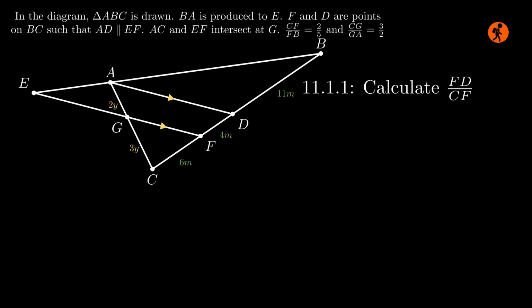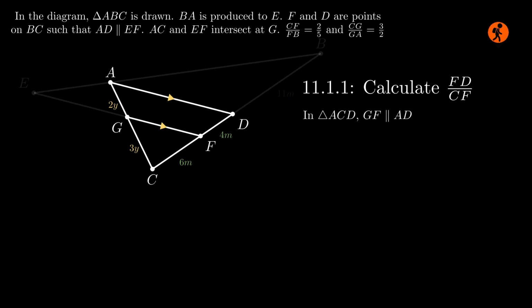Question 11.1.1. Calculate FD over CF. Isolating triangle ACD, we know GF is parallel to AD. By the line parallel to one side of a triangle theorem, FD over CF equals AG over GC. This is 2y over 3y, giving us 2 over 3.